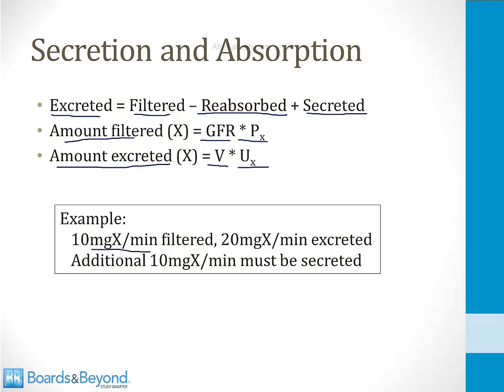Suppose 10 milligrams of X per minute are being filtered, but 20 milligrams per minute of X is being excreted. That means an additional 10 milligrams must be getting added to the urine through secretion.